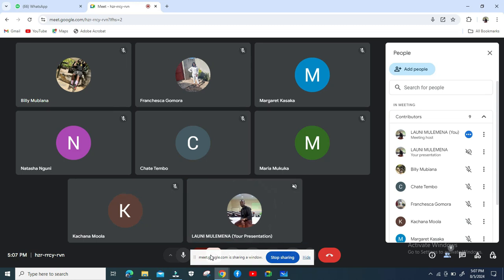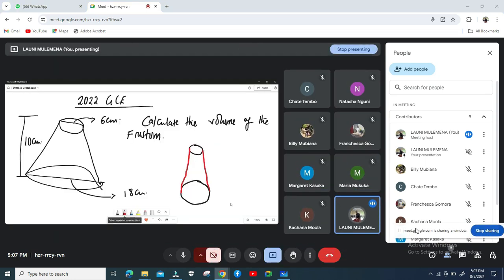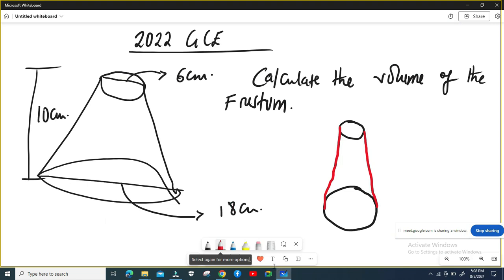Remember, I've said how we cannot say this is a frustum of a cone unless the bases are circles. If the bases are circles, then it's a frustum of a cone. If the base is a square, then it's a frustum of a square pyramid. If the base is a rectangle, then it's a frustum of a rectangular pyramid. As simple as that. Having appreciated this background info, let's now go ahead and do the calculation.